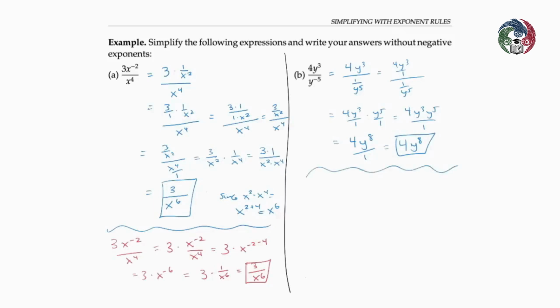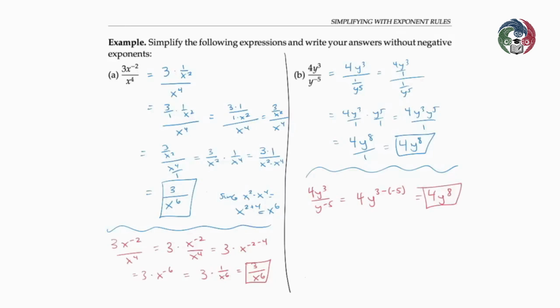Alternatively, I could decide to use the quotient rule first. As in the previous problem, I can write this as 4y cubed minus negative 5 by the quotient rule. And so that's 4y to the eighth, as before.